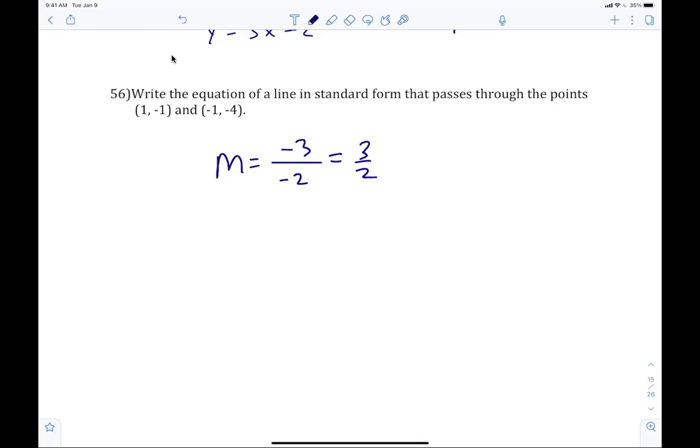All right, now what? You write it in point slope form, which is? Y plus 3, y plus what? Y plus 3 equals 3 over 2 times x minus 1. Thank you. That's point slope. Yeah. Now we're going to standard form.